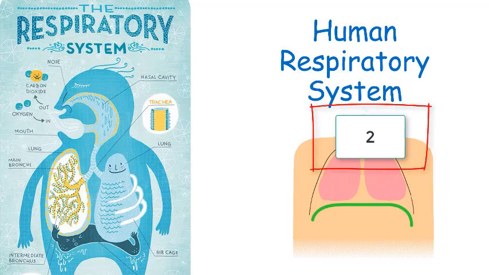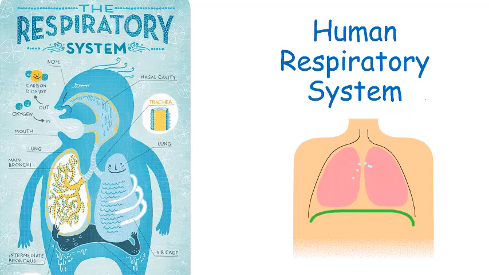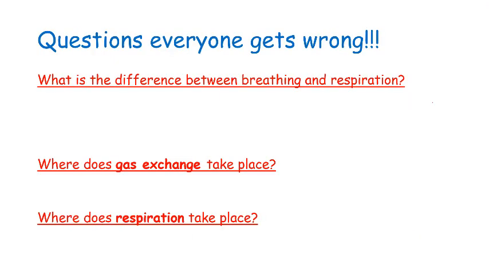Hello again. So we're back with the second part of the human respiratory system, part dos. And in this one, we're focusing mainly on the structures of the respiratory system and inhalation and exhalation. Now, I also feel it's really important that before we get going, we remember this little part about the things that people get wrong all the time.